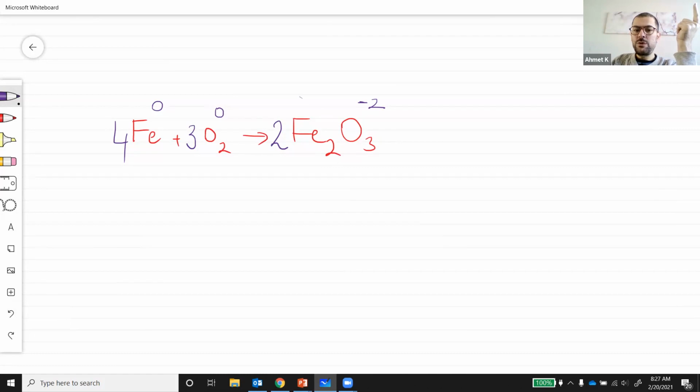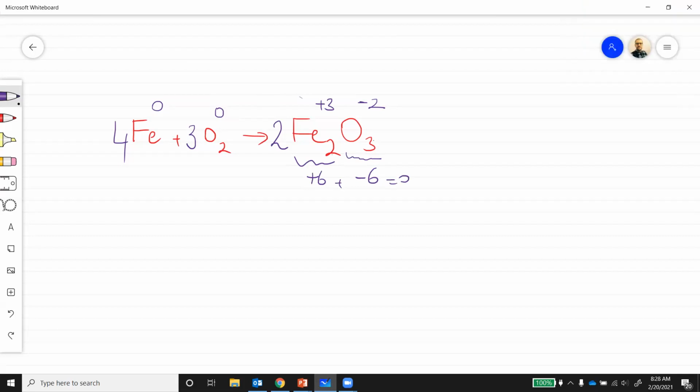If you don't want to do crisscrossing, then on this side, oxygen is going to contribute 3 times 2, which is -6. And in order to have a neutral compound at the end of the reaction, iron has to be +6 so that when you add this up, you're going to have 0 charge. So therefore, iron has to be +3, right? Because 2 times 3 is 6. Makes sense, right? Okay, everybody?